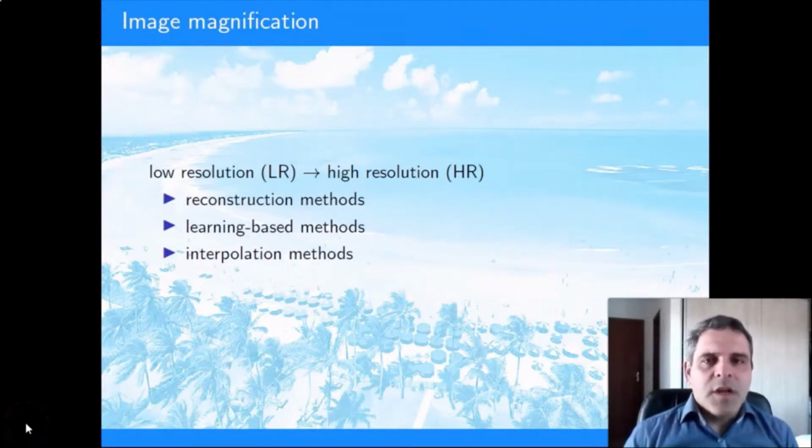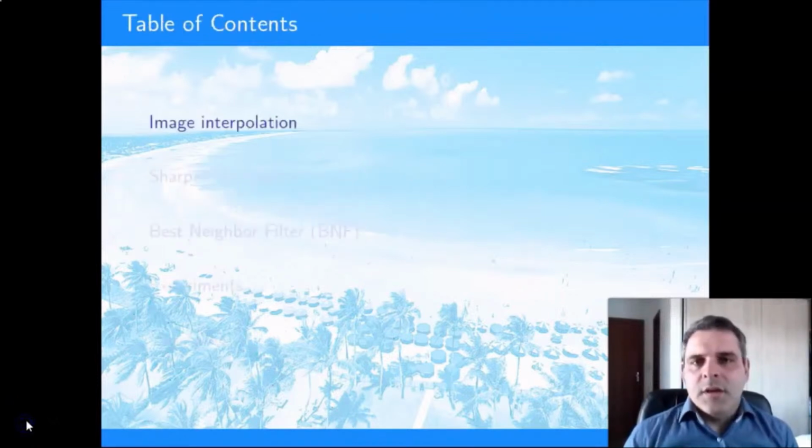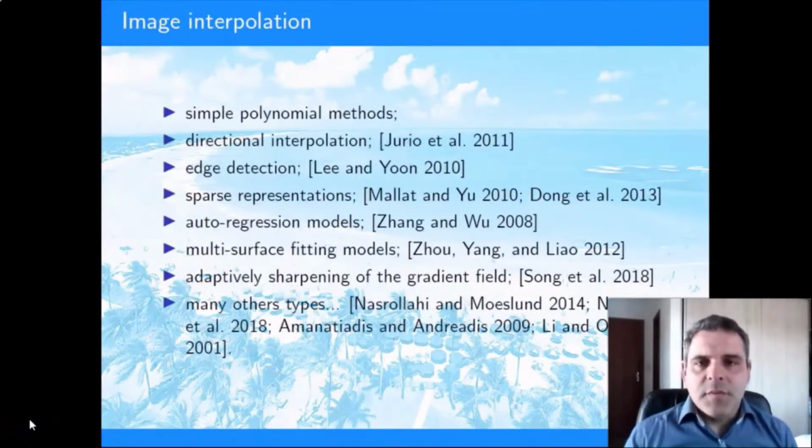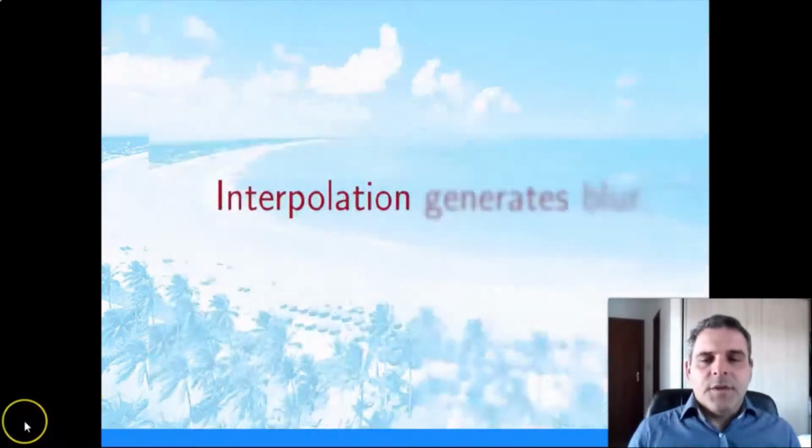There are many types of magnification methods. They can be classified into reconstruction methods, learning-based methods, and interpolation methods. Next, we talk about some interpolation methods for image magnification. There are many types, from simple polynomial methods to others which are a bit more complex. Most of the interpolation methods have in common that they generate a bit of blur as a byproduct.